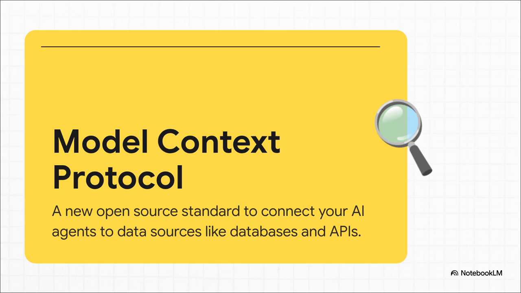To put it simply, the Model Context Protocol is this new open-source standard built to fix this mess. It gives you a standard, repeatable way to connect your AI agents to pretty much any data source you can think of, databases, APIs, you name it. Think of it like the universal power adapter for your AI. One plug to rule them all.